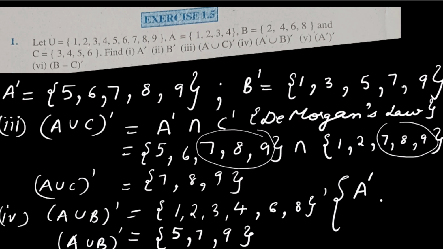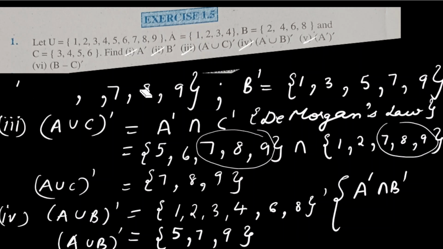You can also do it by applying De Morgan's law, by writing it as A complement intersection B complement. So I have done first part, second part, third part, fourth part. Fifth is A complement's complement.